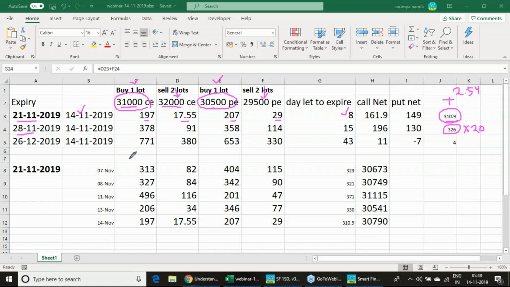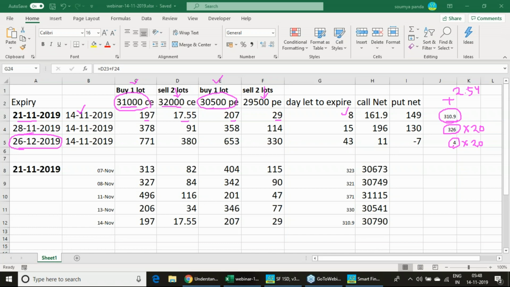But have a surprising look here. If the same strike is chosen for the 26th December expiry, then your involvement is only 4 rupees into 20, 80 rupees. So for the three expiries, if the same strategy is implemented: for 21st November expiry, 8 days left till expiry, 311; 15 days left till expiry, 326; 43 days left till expiry, your involvement is only 80 rupees.